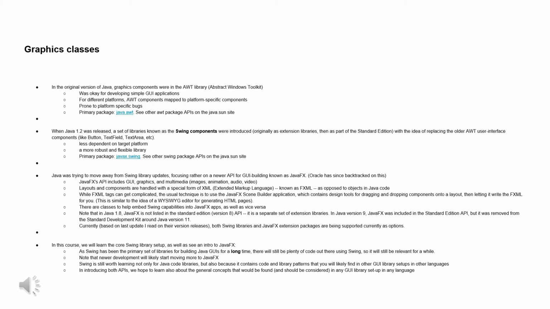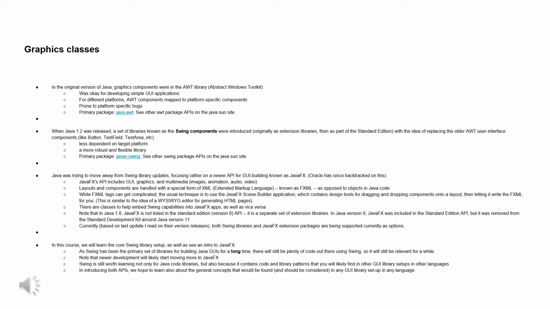When Java 1.2 was released, a set of libraries known as the Swing components were introduced, with the idea of replacing the older AWT user interface components. And it's less dependent on target platform and a more robust and flexible library, and its primary package is javax.swing.